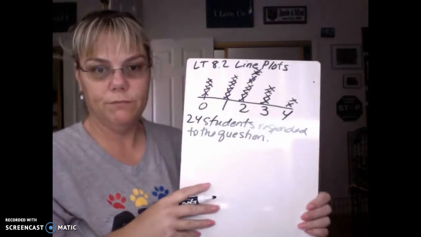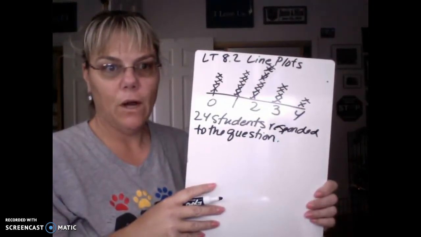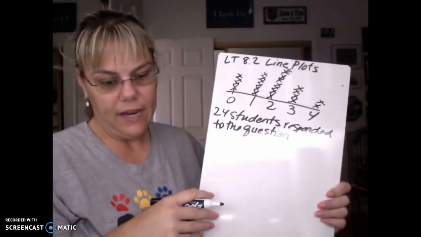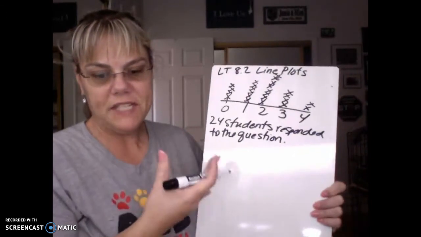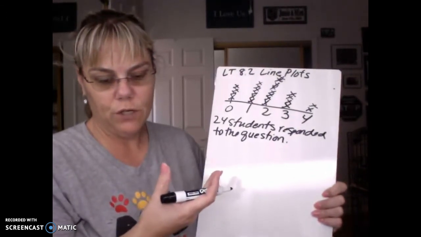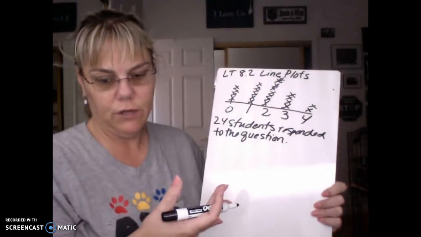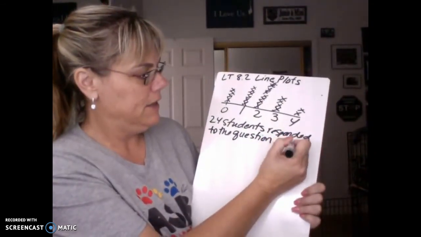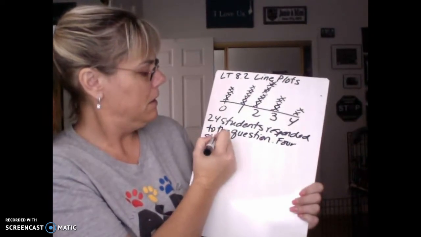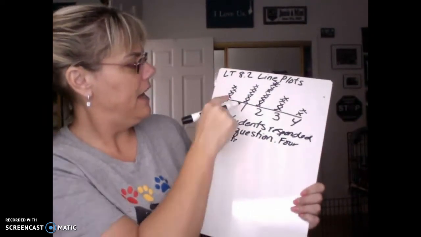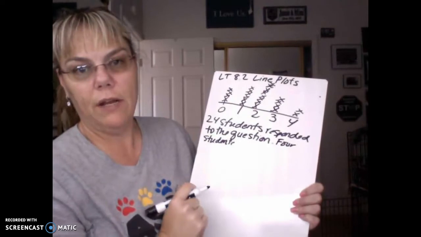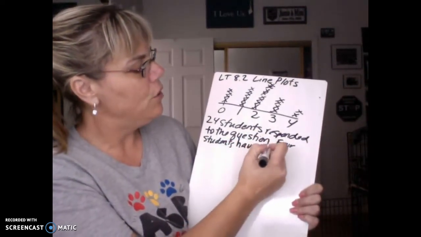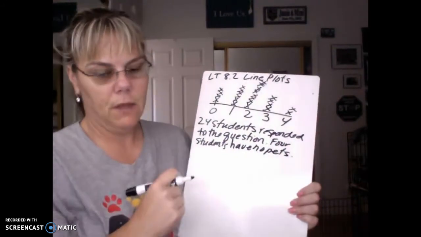There's 24. Okay? All right. Then the next thing that we want to add is, what are some things that we see from this information? What are some things we can figure out? Okay? So we could say 4 students have no pets. That's 0, right? So 4 students have no pets.